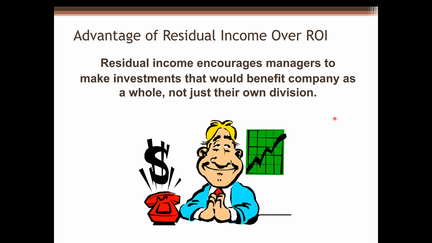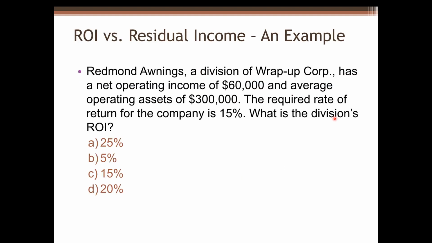Let's take a look at the example. Redmond Awnings, a division of Wrap-Up Corporation, has a net operating income of $60,000 and average operating assets of $300,000. The required rate of return for the company is 15%. What's the division's ROI? Please try calculating ROI yourself first.